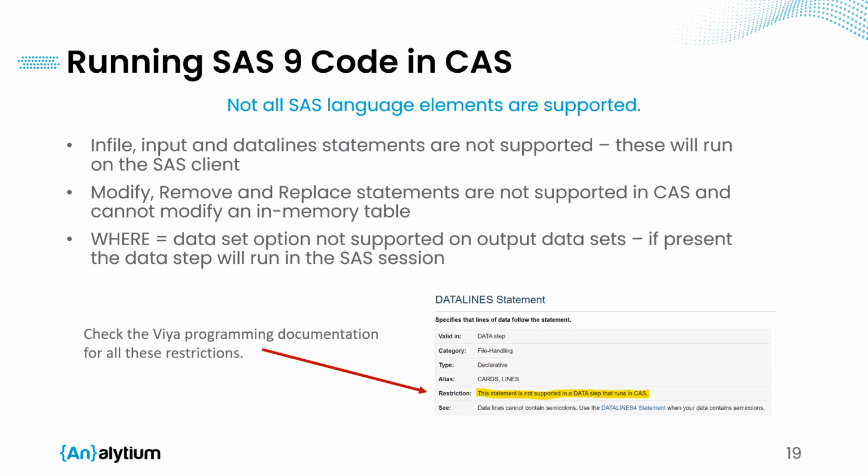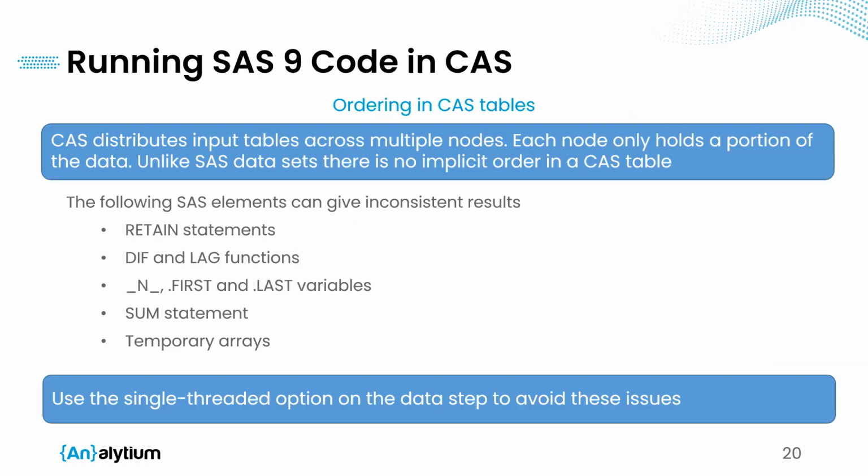You can see restrictions in the Viya programming documentation, because there's an entry in there where the restriction says, for example for datalines, this statement is not supported in a data step that runs in CAS. So if you had a datalines statement, it would just run in your SAS session, which may not be what you intend.